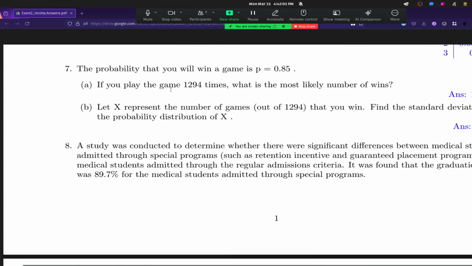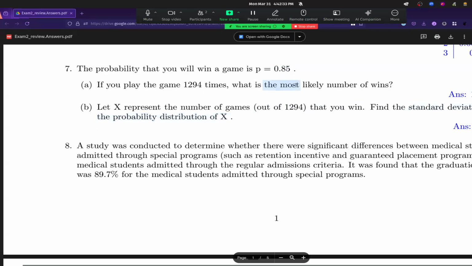Okay. All right. Number 7, you're playing 1,294 games. The probability of success is 0.85. And so this one turns out to be a binomial. It meets those criteria, but I'll let you check that. It wants the standard deviation. And so now you can use the standard deviation formula for binomials. And that's the really easy one where it's just the square root of n times p times q.